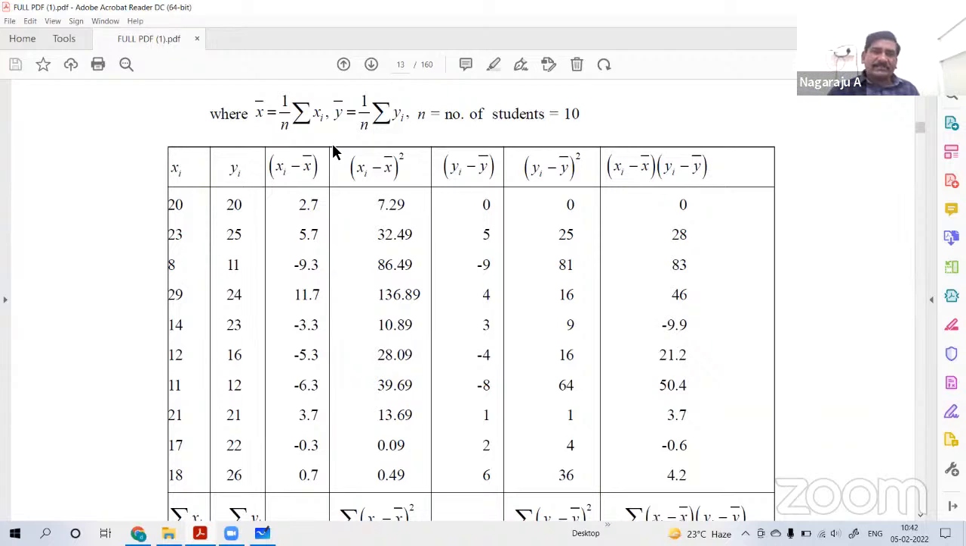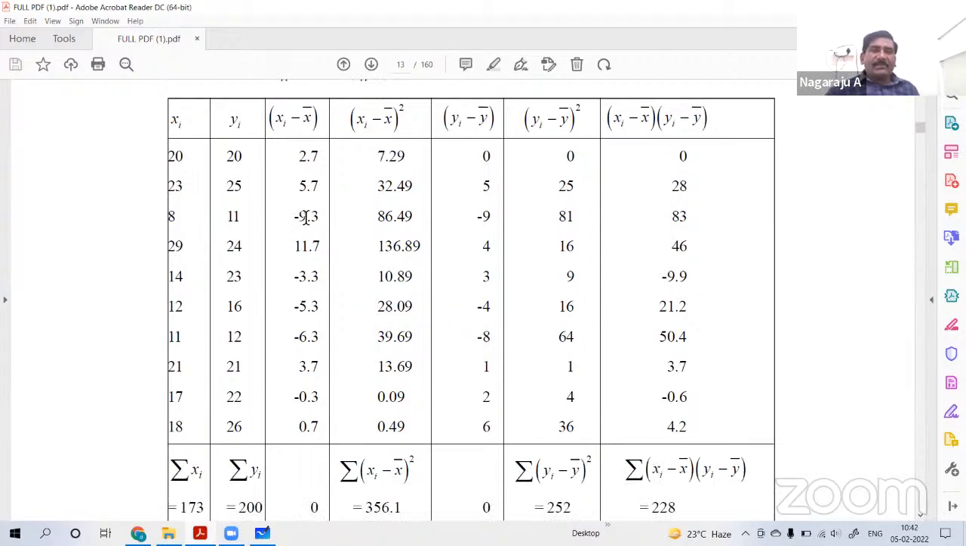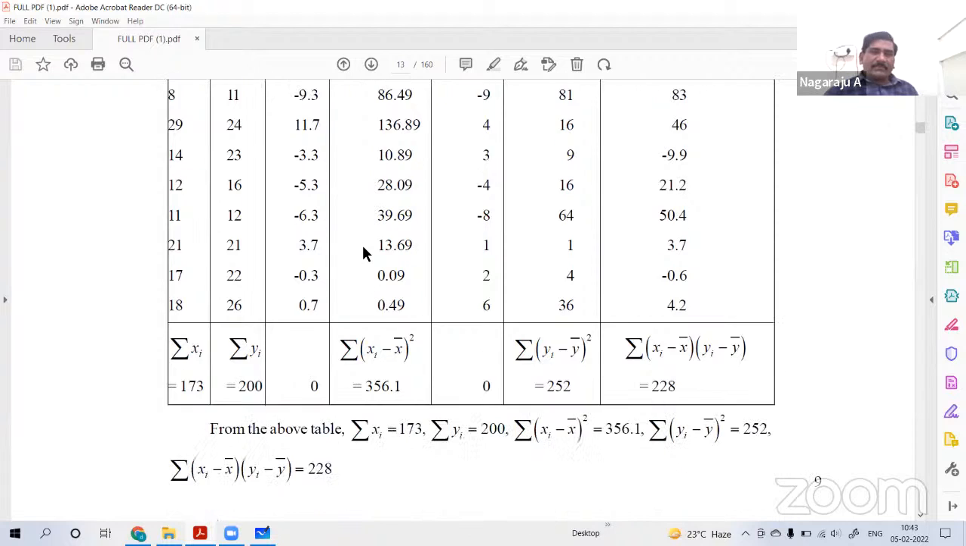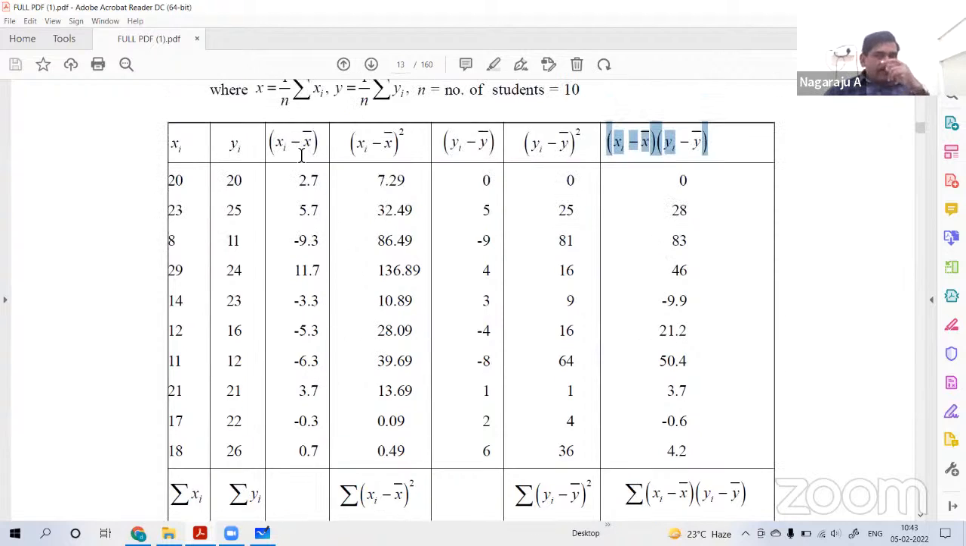N equal to number of students, 10. So X bar and Y bar, equal to here Xi minus X bar and Xi minus X bar whole square, Yi minus Y bar and Yi minus Y bar whole square. Next, you take the product of both of them. Then clearly we can get Xi minus X bar.